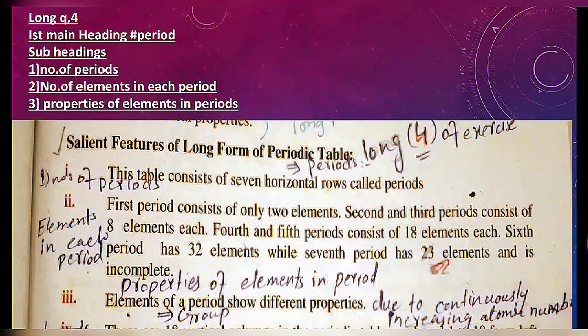Elements of a period show different properties due to continuously increasing atomic number. You have to add this line in the properties subheading. We know that when we move from left to right in the horizontal rows of the periodic table, which are periods, the atomic number increases continuously, and the electronic configuration also changes. That's why they show different chemical properties.